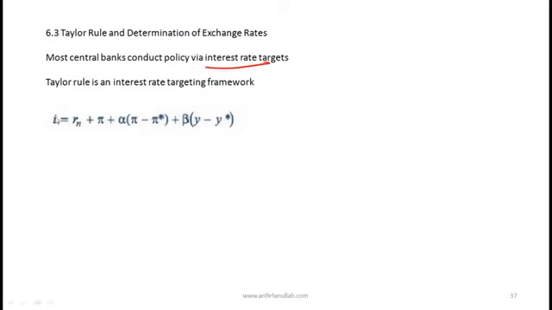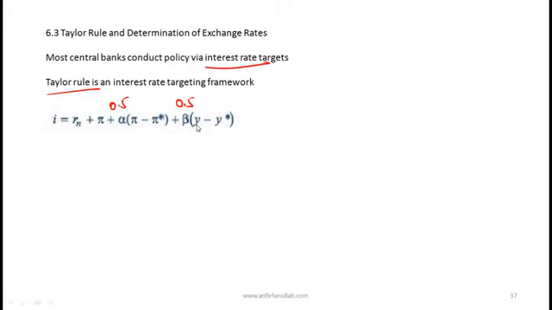The i stands for the nominal interest rate that the central bank will set according to the Taylor rule framework. Rn refers to the neutral real policy rate. By neutral, we mean the rate that will create neither expansionary pressures nor recessionary pressures. Pi refers to the current inflation rate. Alpha and beta are coefficients, which for simplicity we will take as 0.5. Pi star refers to the central bank's target inflation rate.